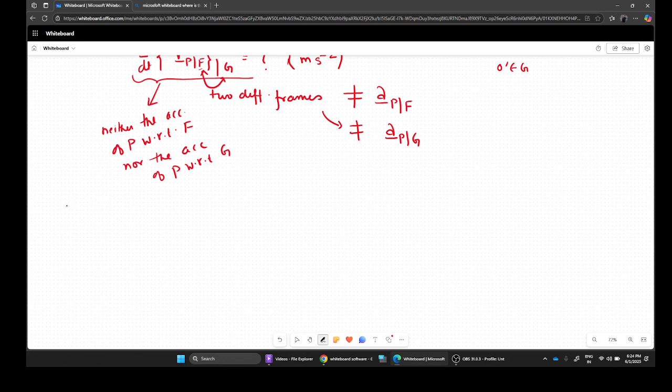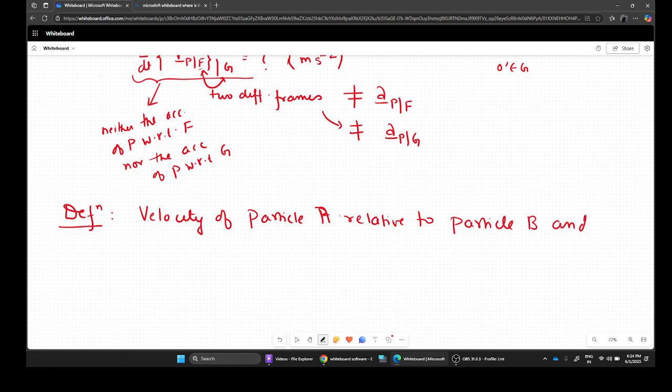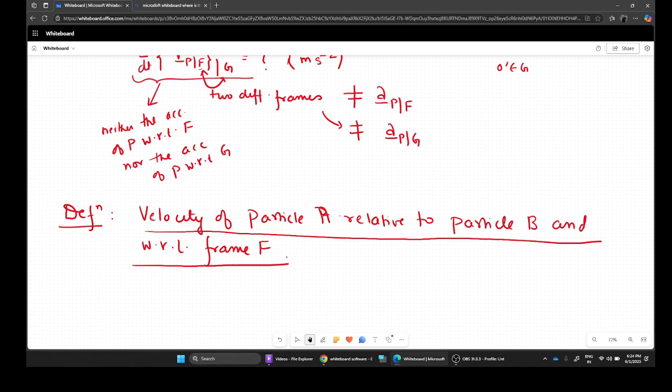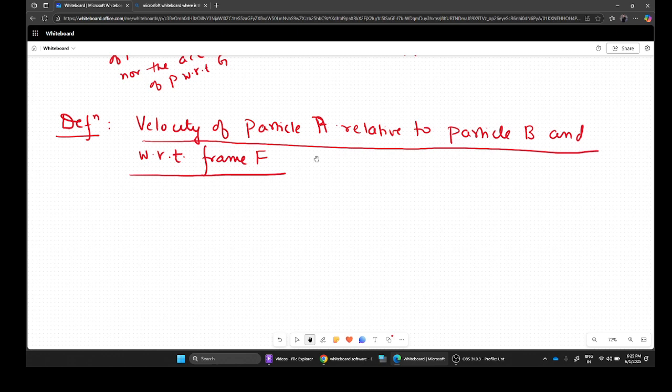Another definition, another useful definition in our study of kinematics: a long phrase, velocity of a particle A relative to particle B and with respect to frame F. We will come across this quantity when we start dealing with the angular momentum of a rigid body.